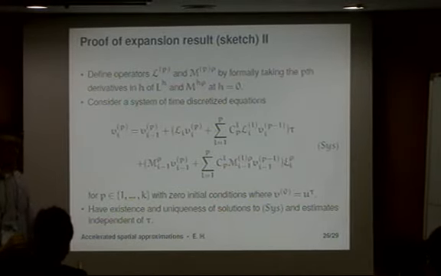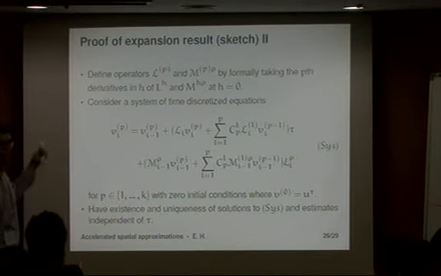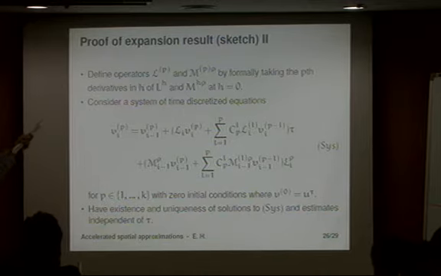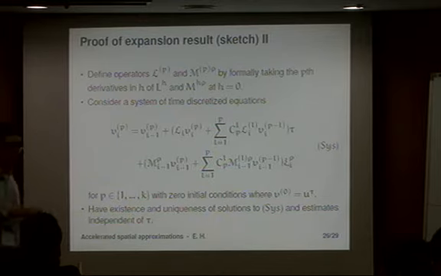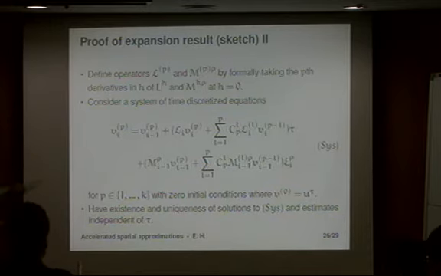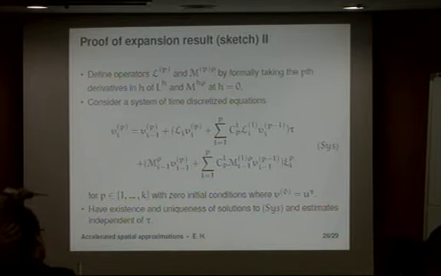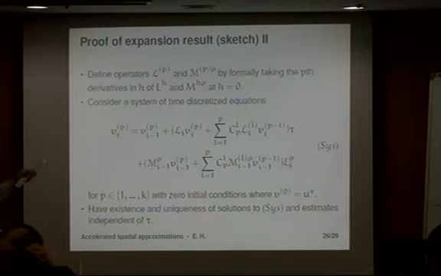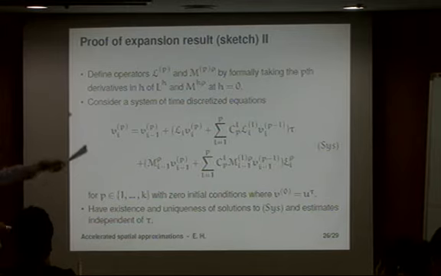Right, and then we do much the same as Ishtvan is talking about today, so I'm glad I haven't written it down in painful detail. So if you were falling asleep towards the end of Ishtvan's talk, we need to define some differential operators, LP and NP, by formally taking some pth derivatives in h at 0 of our Lh and Mh, okay? And then we consider a system of time discretized equations as follows, okay?